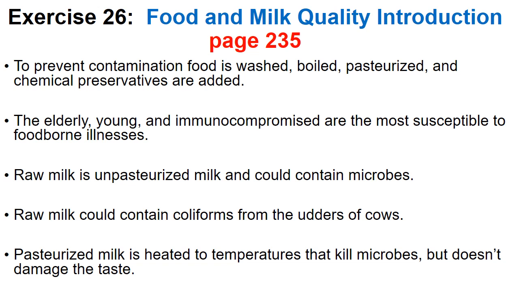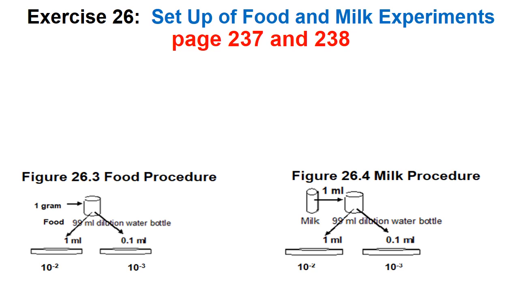So in Exercise 26, the goal is for us to look at food and milk and to see, using the standard plate count, how many colonies of microbes are present. What we will not be able to identify in either one of these experiments is what bacteria is present. We will be using nutrient agar, which pretty much grows any bacteria. So, Exercise 26, the setup of food and milk experiments.